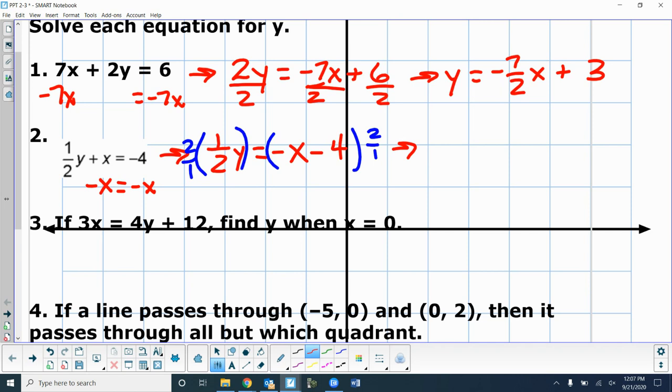So we get, the 2's and the 1's cancel. This leaves us y. That's our goal. And then distribute. Negative 2x and negative 8. Okay. Making sense? You're going to have to do a lot of getting y by itself in this class. Okay.